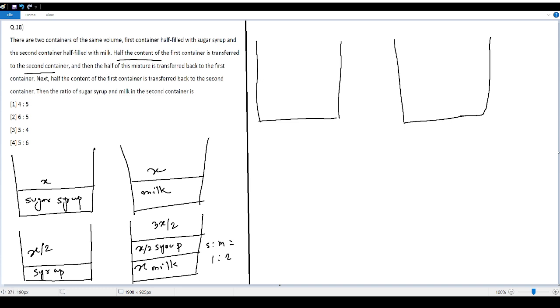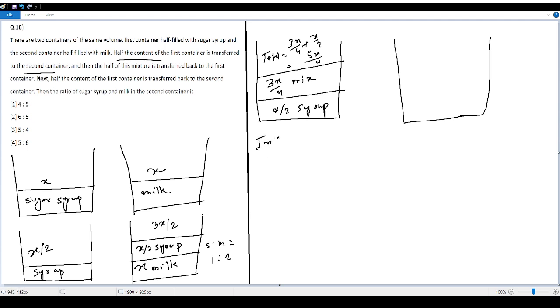Now it is given that half of this mixture is transferred back to the first container. So that means I have x by 2 syrup, and how much is transferred? 3x by 4 mixture, right? So what is the total? 3x by 4 plus x by 2, that gives me 5x by 4.